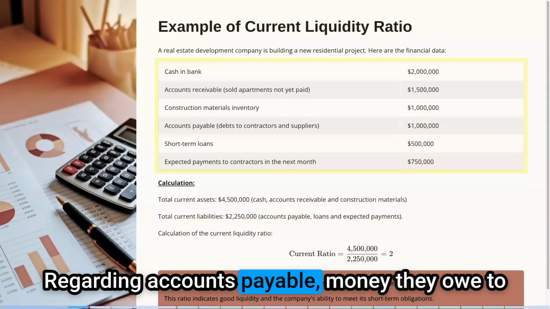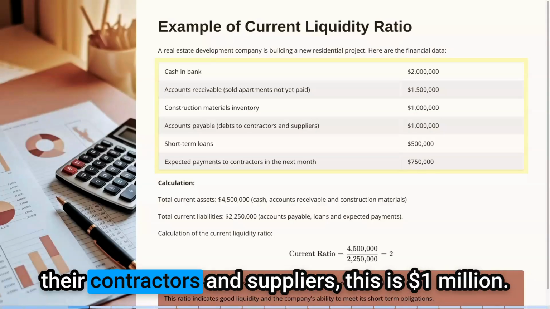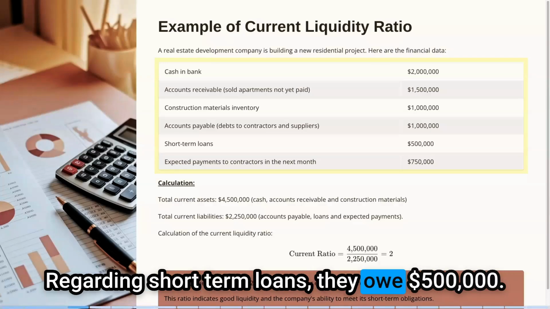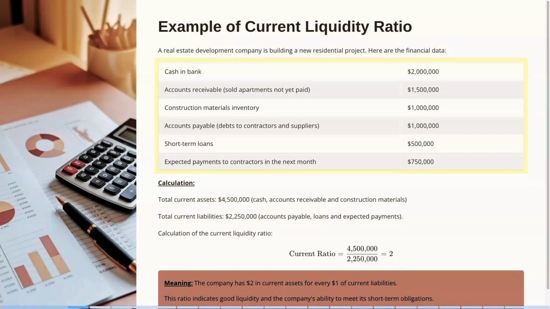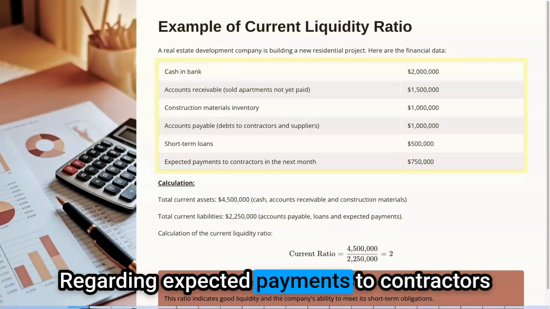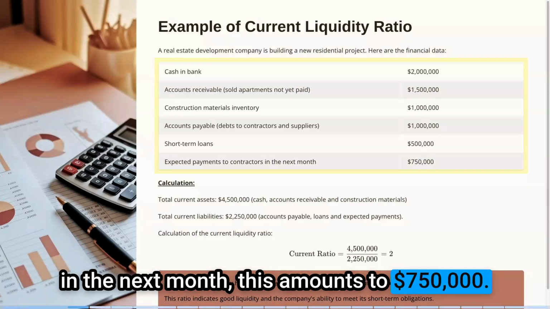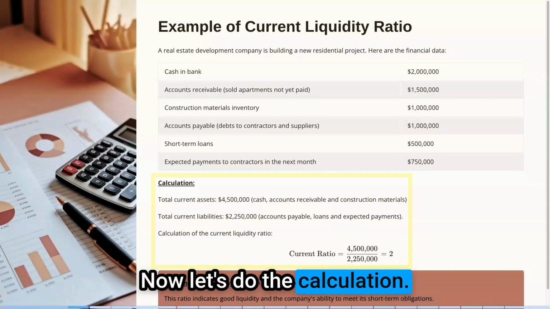Regarding accounts payable, money they owe to their contractors and suppliers, this is $1 million. Regarding short-term loans, they owe $500,000. Regarding expected payments to contractors in the next month, this amounts to $750,000. Now let's do the calculation.